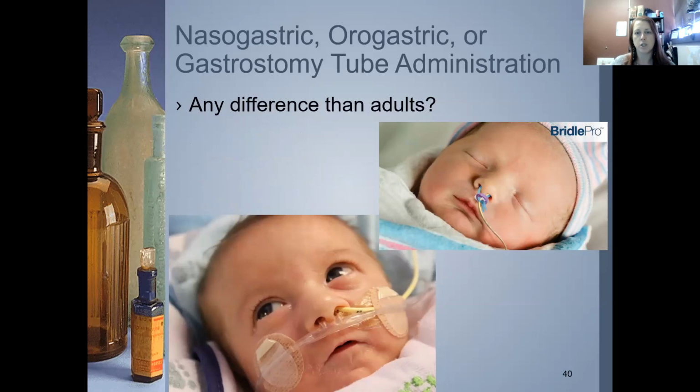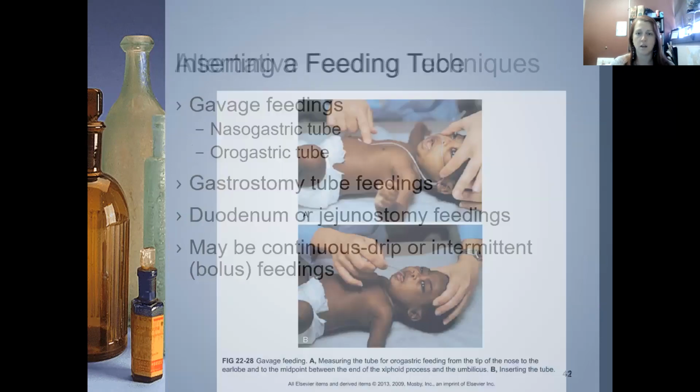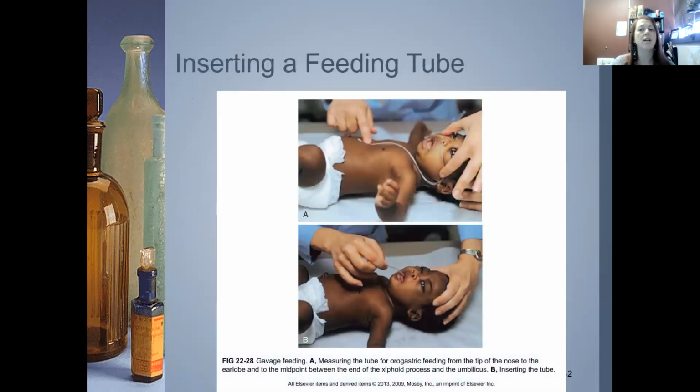NG tubes, OG tubes. No difference with peds patients versus adults for measurements. I've got a picture on the next slide. Remember, you go nose to tragus to the xiphoid process. For insertion, the biggest difference is that, especially for babies and younger kids, they can't swallow or do those techniques at the same time. They also can't easily sit up, so a lot of times you're doing it in a flat position. Same thing is true for adults.